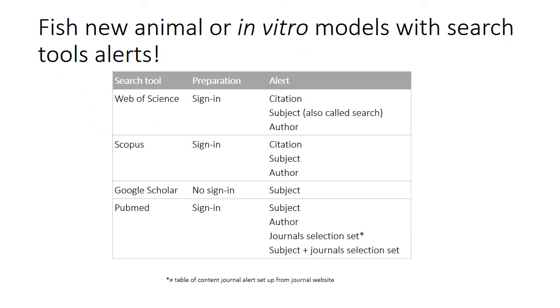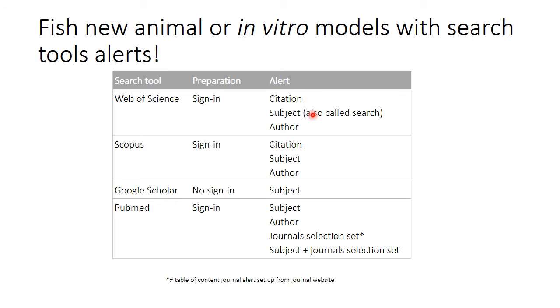You also can fish new animal or new in vitro models by using alerts, and be continuously informed by email or RSS feeder. In the case of Web of Science, Scopus, and PubMed, you need to sign in first to create these alerts as a preparation. And in the case of Web of Science and Scopus, you've got 3 types of alerts, namely citation alerts, subject alerts, and author alerts. A citation alert is very nice because each time an article is cited by somebody else, you are straightaway informed.